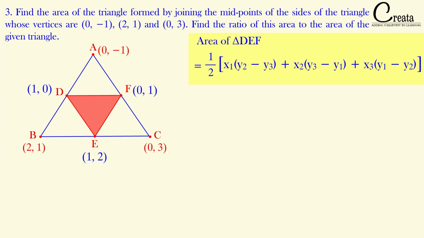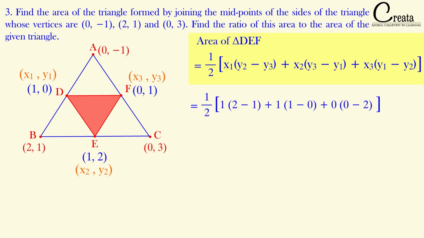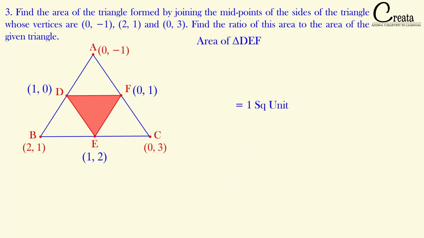Here the point D is (x1, y1), point E is (x2, y2) and point F is (x3, y3). We know all the variables. Let's put all the variables in the formula and solve it. We got the area of the triangle DEF as 1 square unit. So we got the first part of the question: the area of the triangle DEF is equal to 1.